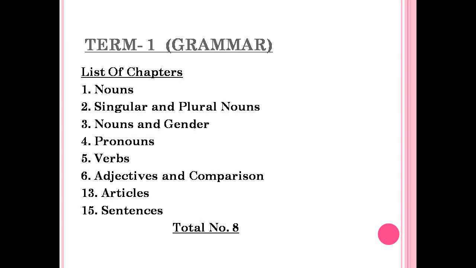Chapter 1 Nouns. Chapter 2 Singular and Plural Nouns. Chapter 3 Nouns and Gender. Chapter 4 Pronouns. Chapter 5 Verbs. Chapter 6 Adjectives and Comparison. Chapter 13 Articles. And Chapter 15 Sentences.